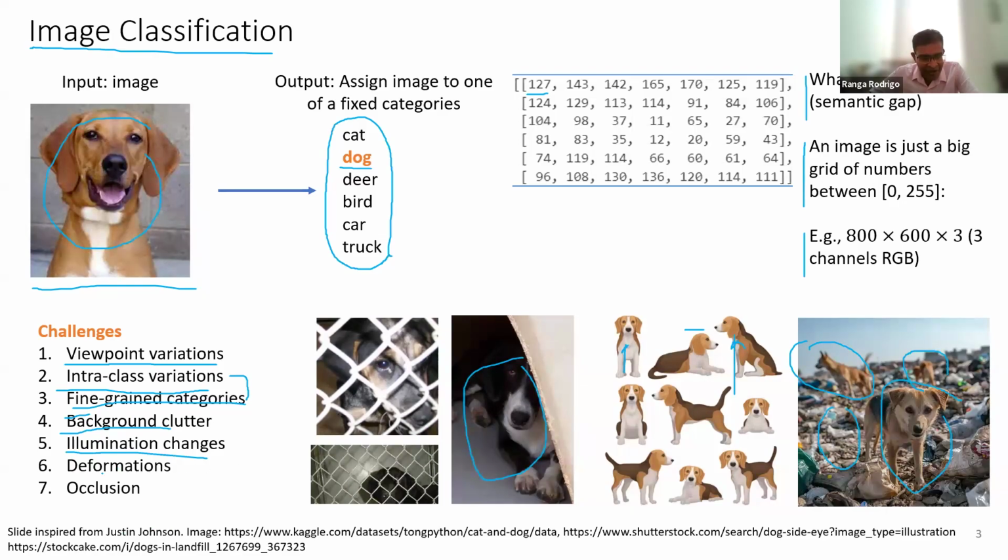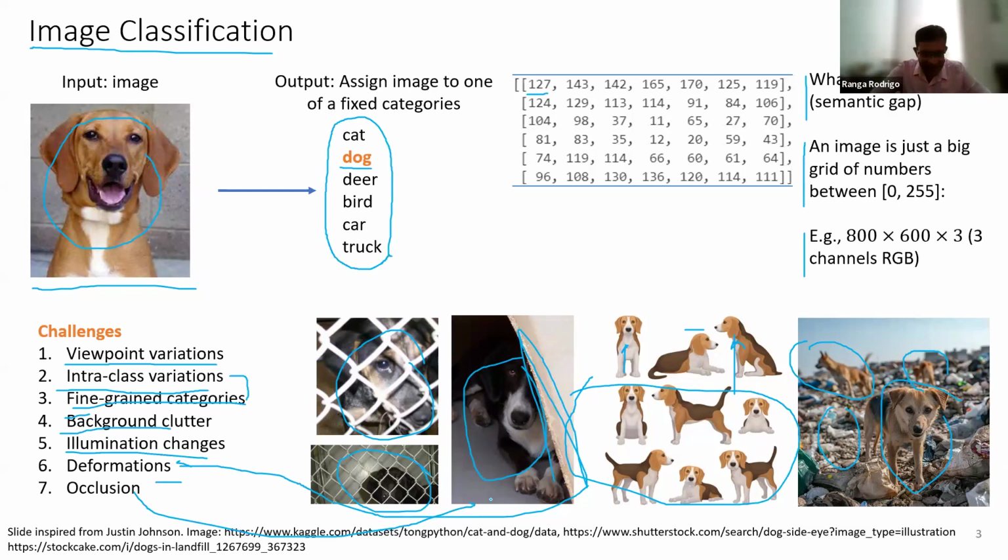And then deformation. You can see here the dog, due to the posture of the dog, sitting, standing, lying down, because of the deformations. And then you can see the occlusions. So this dog is occluded by the fence, this is by the fence, and this is by this tablecloth or something. So those are called occlusions. Because of these reasons, image classification was very challenging, very challenging.